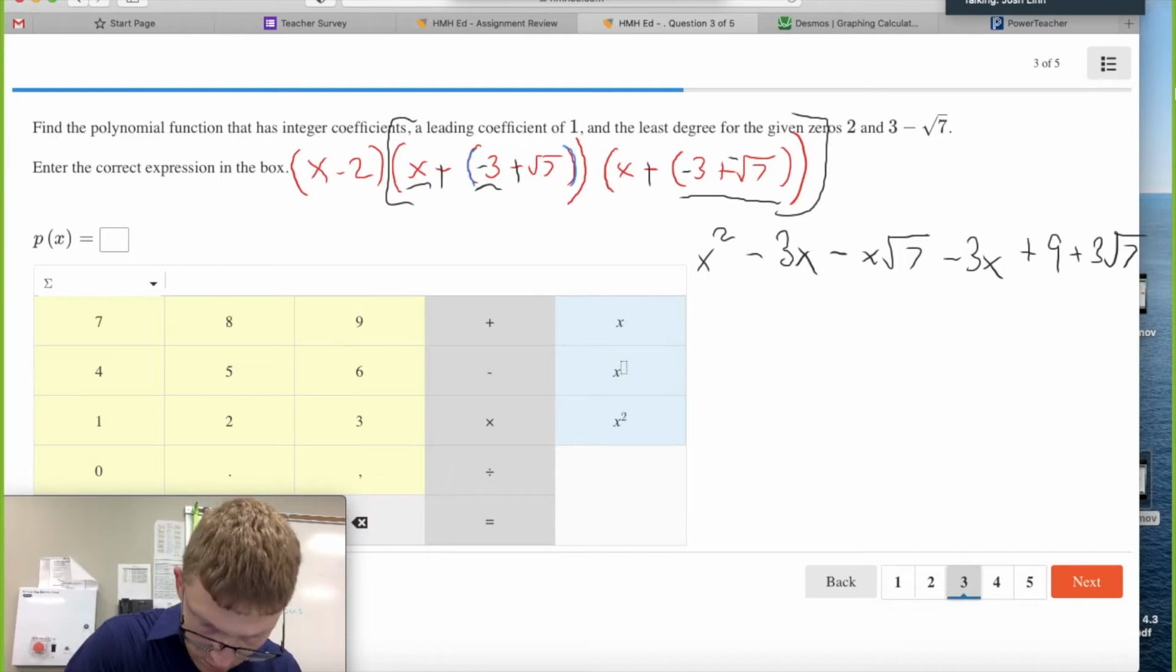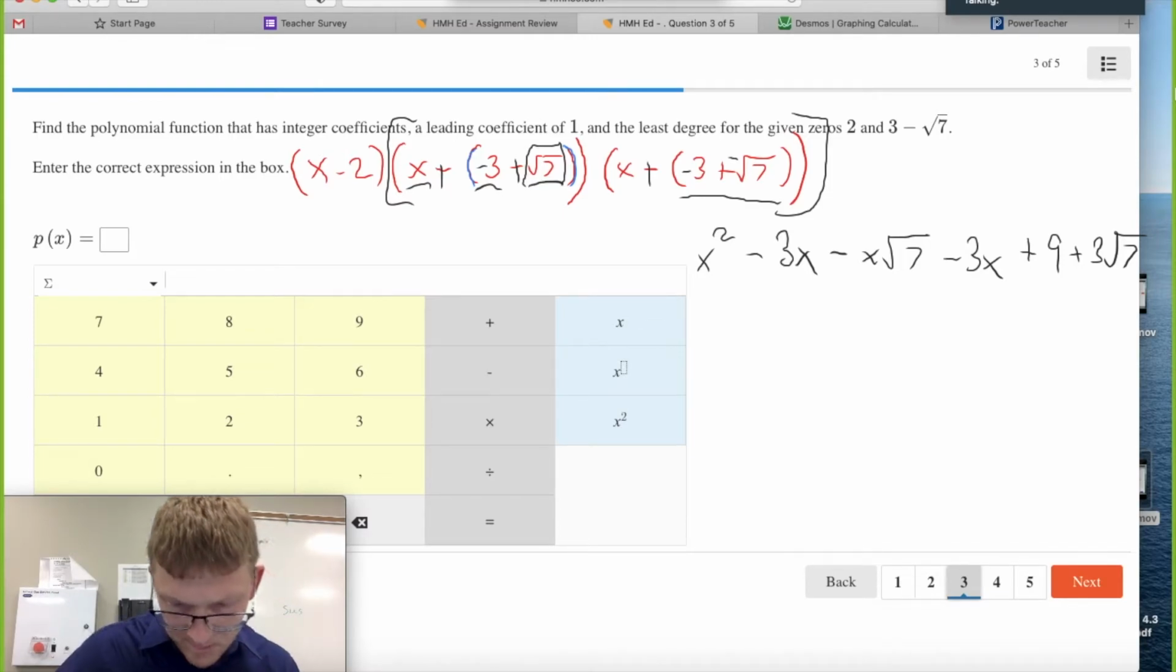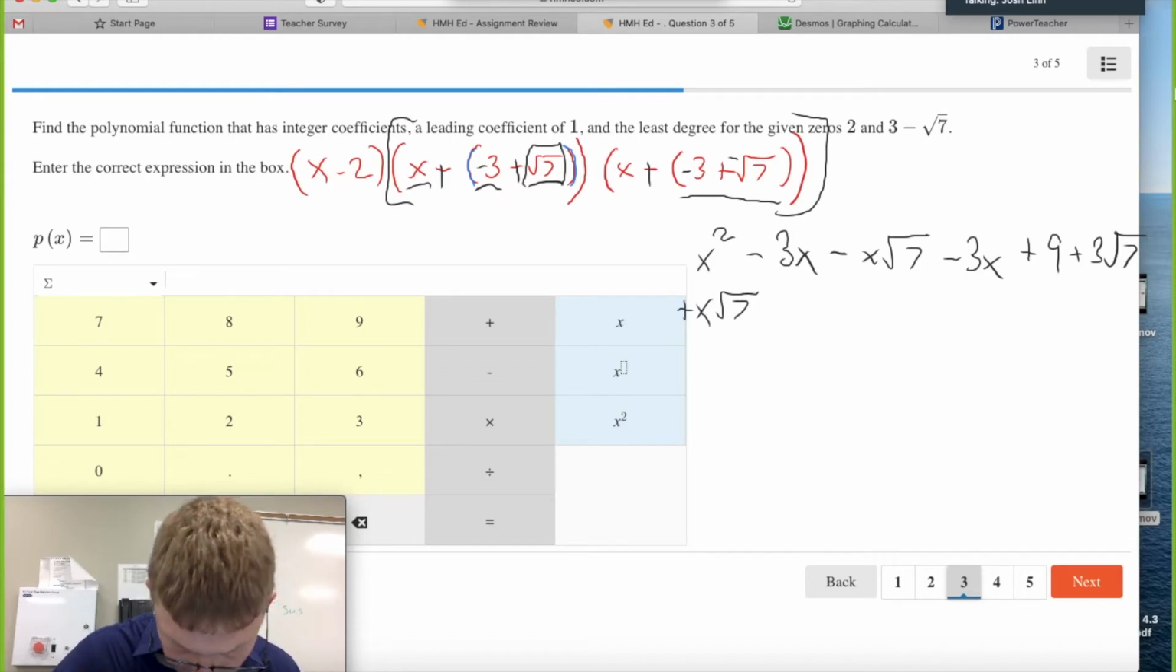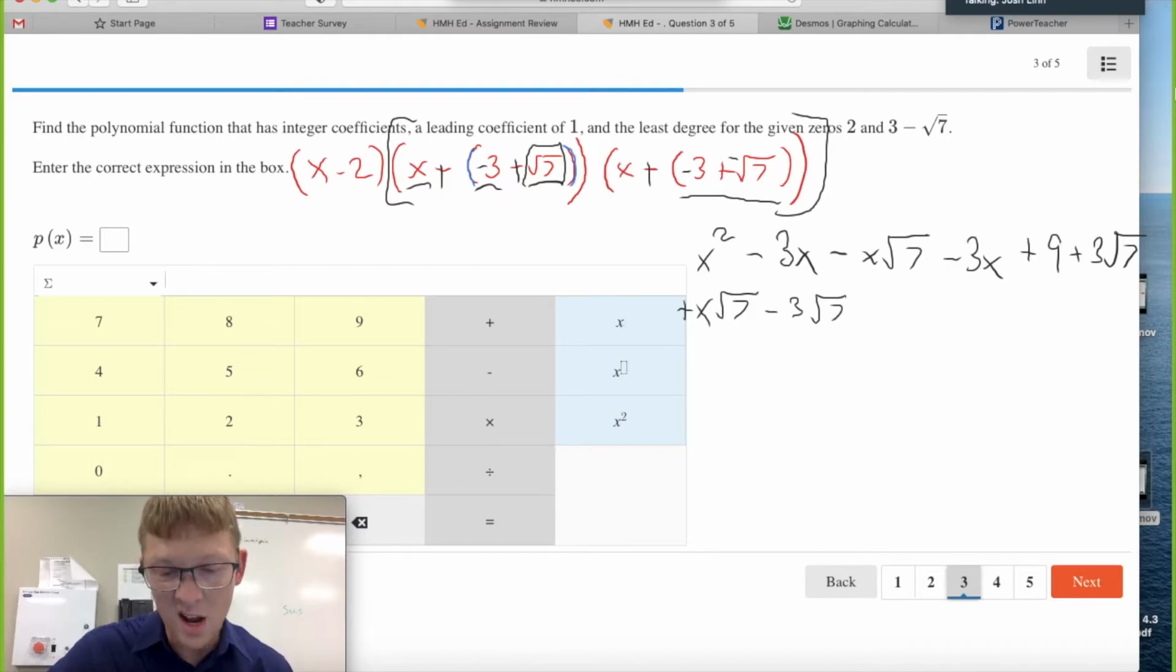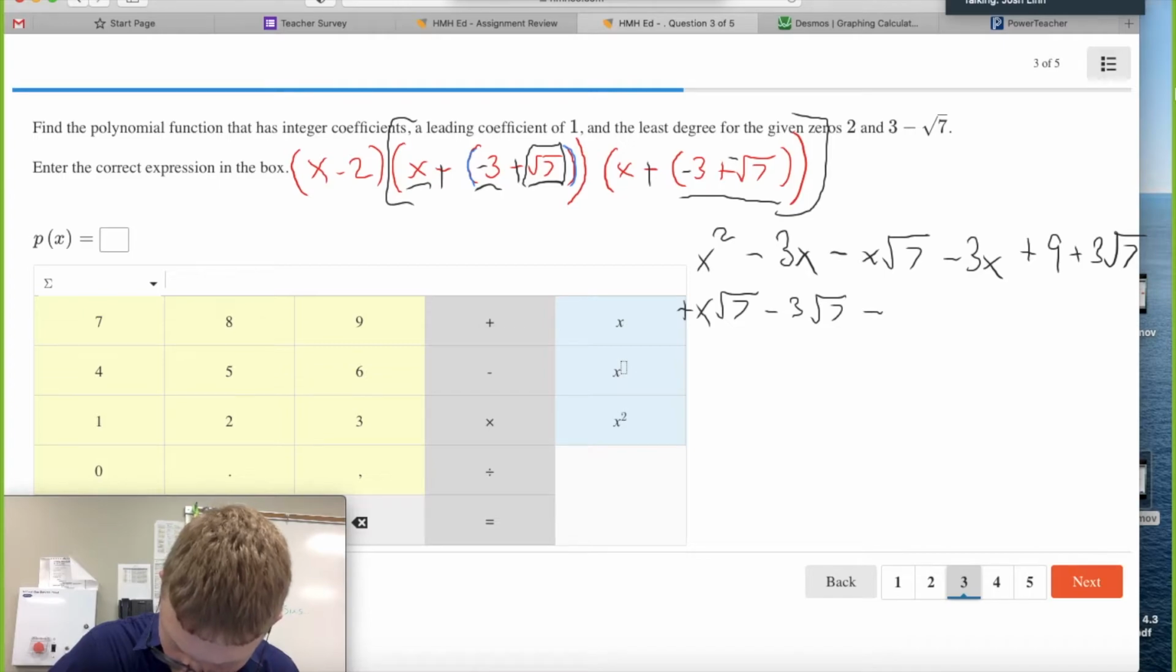So now we have to do our square root of 7. Our square root of 7 times x is going to be a positive x square root of 7. Square root of 7 times negative 3 is minus 3 square root of 7. Square root of 7 times a negative square root of 7 is going to be a minus 7.